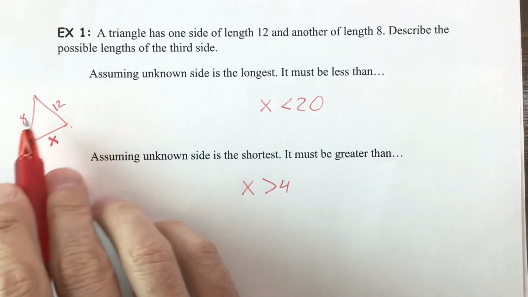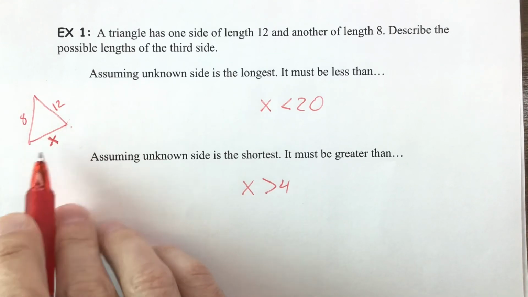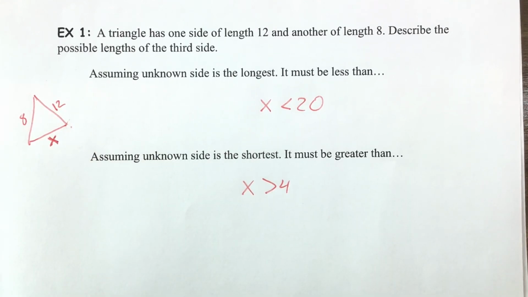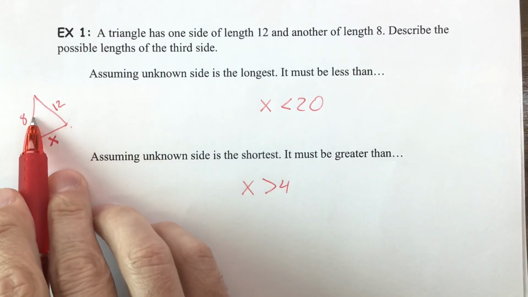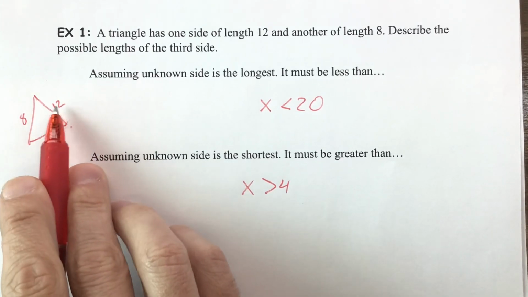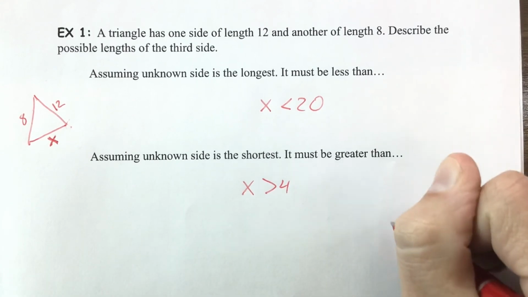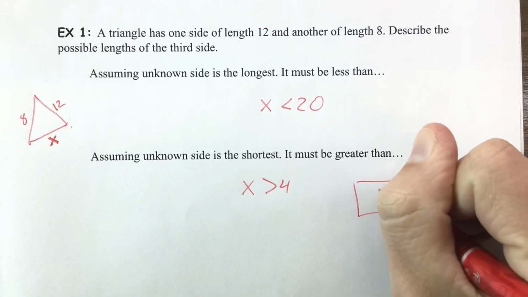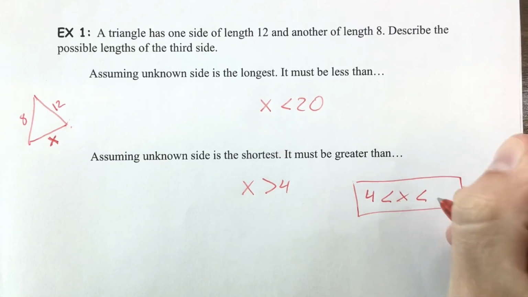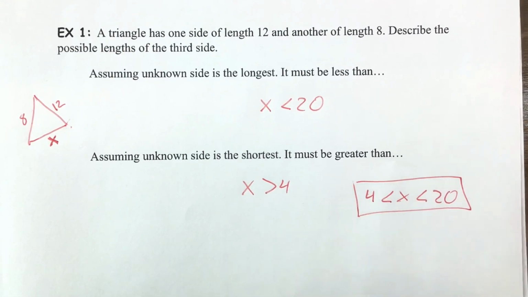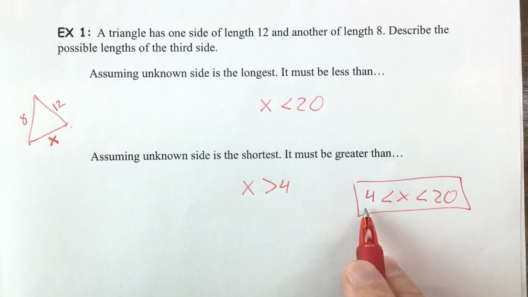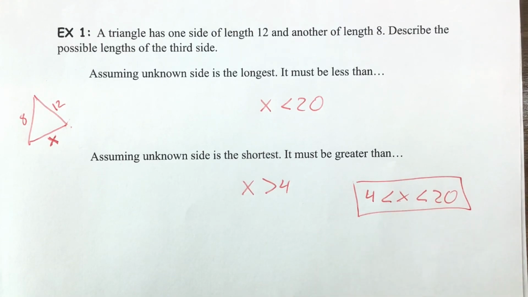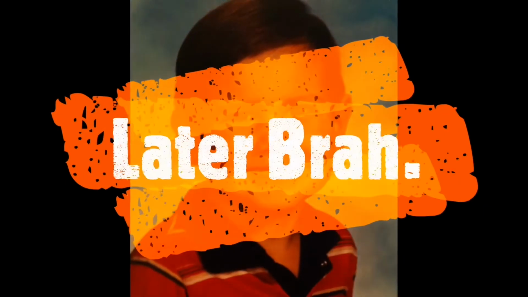Ultimately we end up with an overall range. If you have two sides and you don't know the third one, the range of values that it can have has to be greater than the difference of the two that we know. It also has to be less than the sum of the two that we know. We'll summarize it here. X has to be greater than 4, but it cannot be bigger than 20. Well, actually, x has to be greater than 4, and it has to be less than 20.